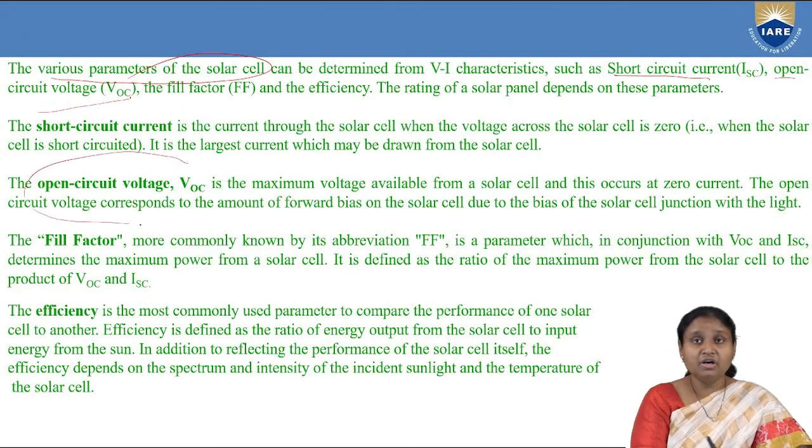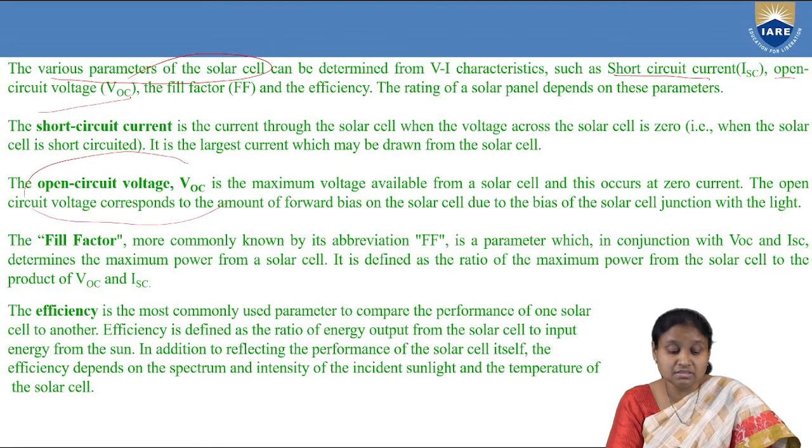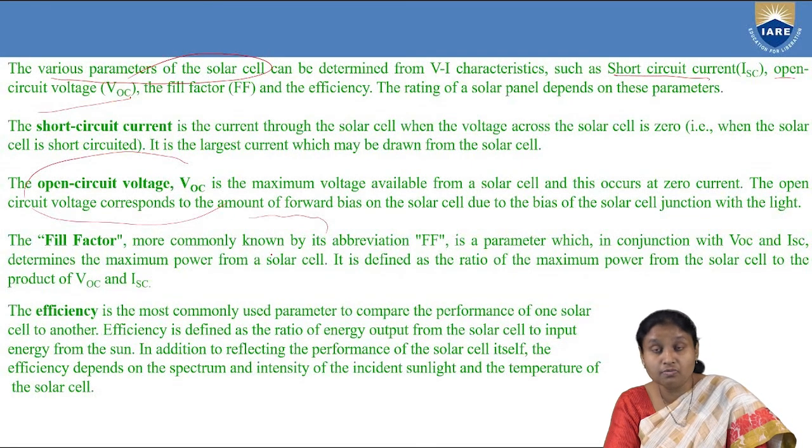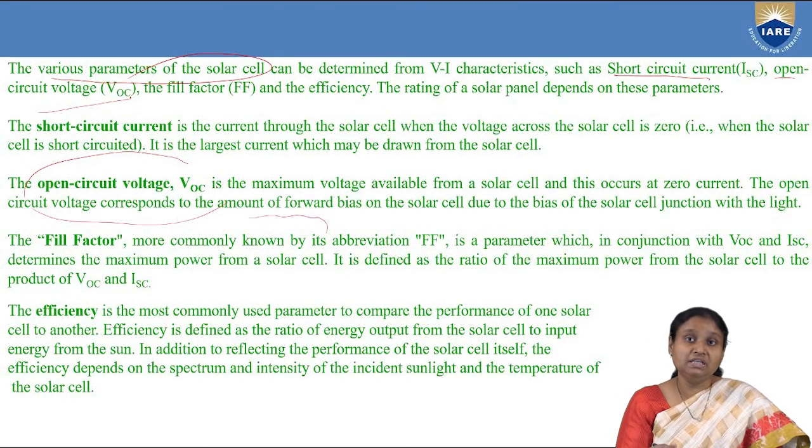Then after that we have our open circuit voltage, and this is the maximum voltage available from the solar cell. This occurs when there is no load, or when there is zero current. And this open circuit voltage corresponds to the amount of forward bias on the solar cell due to biasing of the solar cell junction with the light.